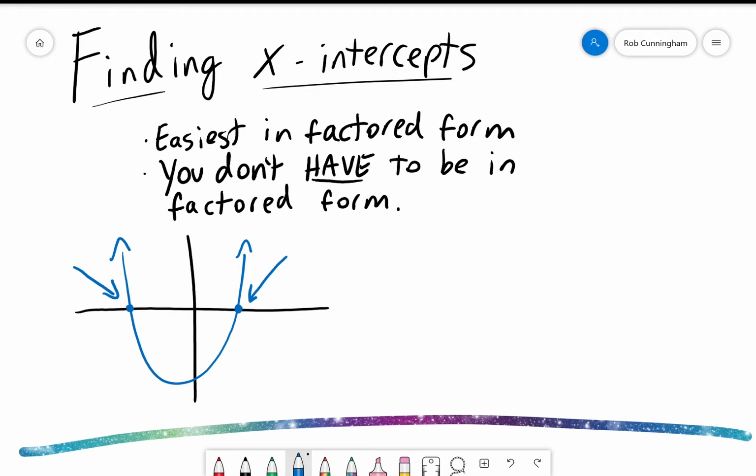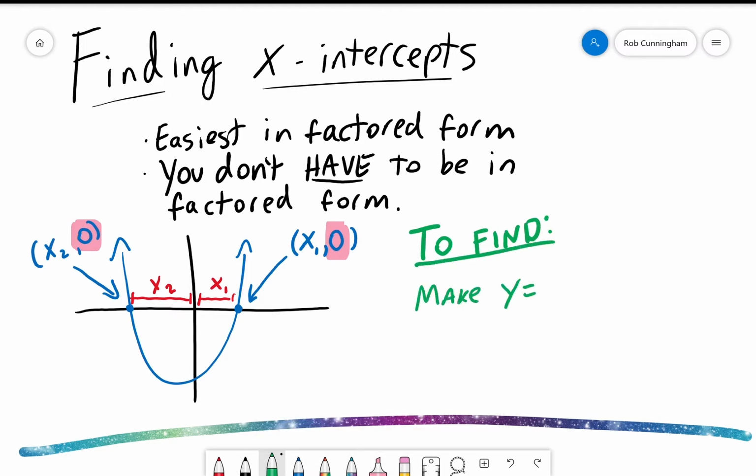So, the one thing we do know: we do not know this distance here, which would be x1, or this distance here, which would be x2. We don't know either of those things, but we do know that the y value of each of those points must be 0 in order for them to be x-intercepts. Anytime you are touching the x-axis, you are automatically at y equals 0. So we can go ahead and fill in y equals 0 and solve for x. And that is our method.